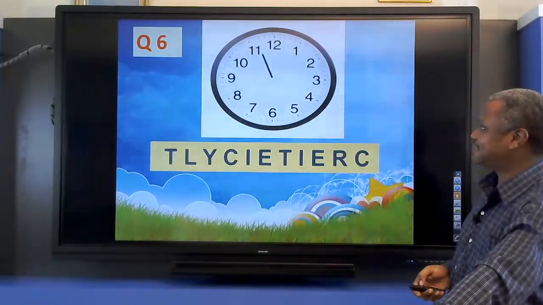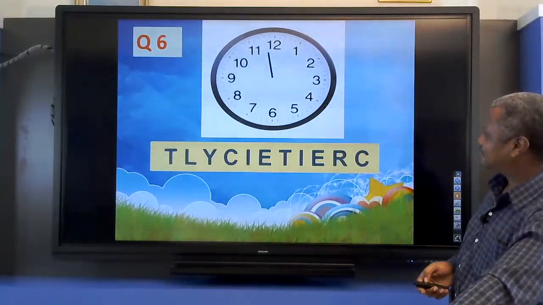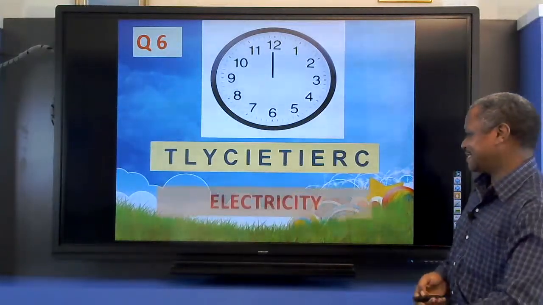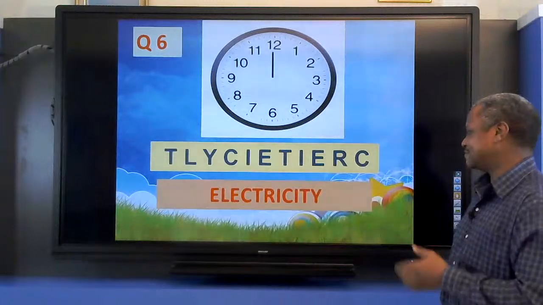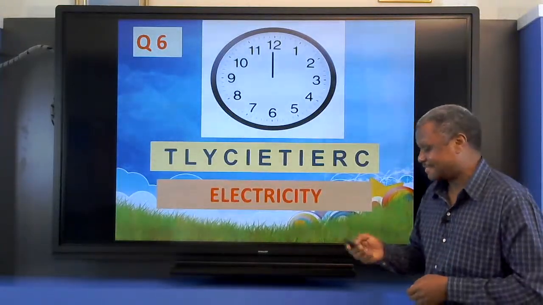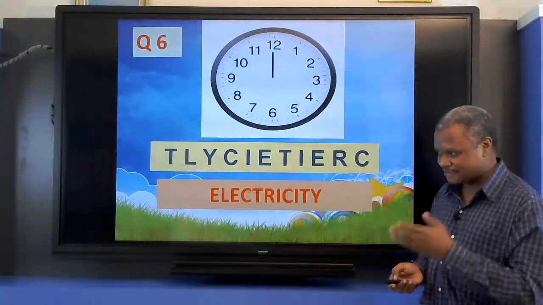Time is up. So the correct answer again is electricity when you try to unscramble these letters. Yeah, that's an easy one. Good. Well done. Next, we have question number 7, also a medium question.